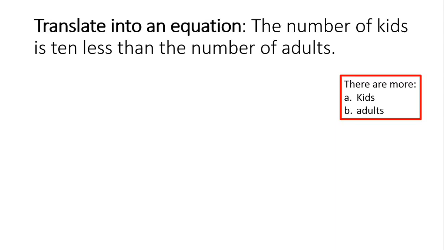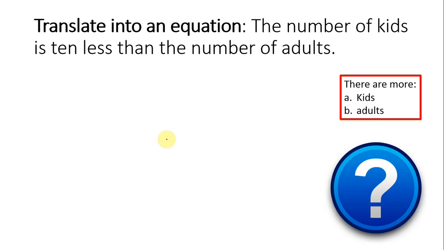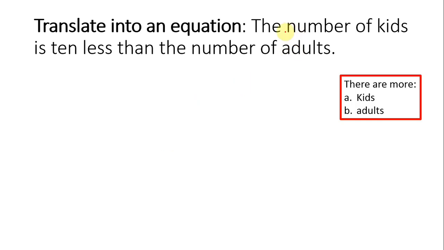Translate the following into an equation. The number of kids is 10 less than the number of adults. First consider, are there more kids or are there more adults? In this situation, the number of kids is 10 less than the number of adults. So we know that the number of kids is less. There are less kids. There are 10 less kids. So we know that there are more adults.